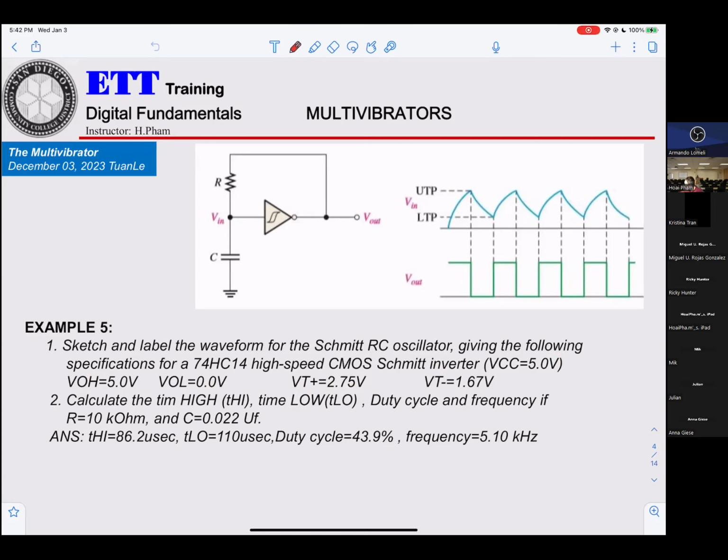So at the beginning, the capacitor is just connected to ground. V in is 0, and V out will be 5 volts. And the capacitor will keep charging. When it charges to the UTP, that means it charges up to 2.75.